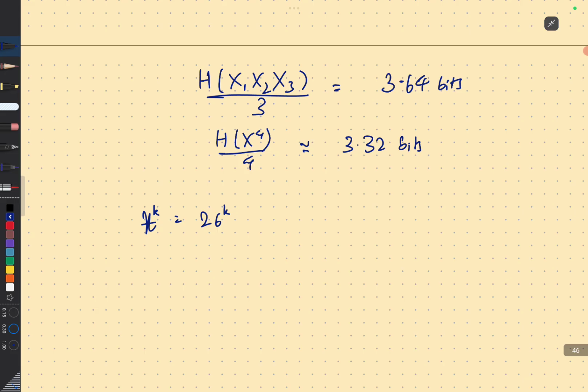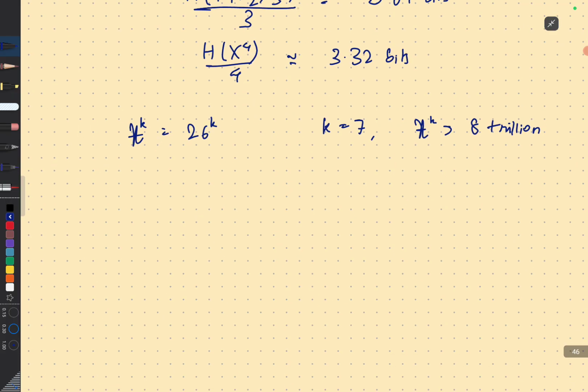So even if you take, let's say, k equal to, say, 7, 26 to the k turns out to be larger than, I think, 8 trillion. That's a lot. Even storing the probability mass function can potentially take several gigabytes of space.